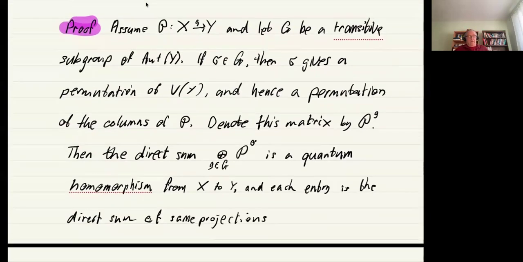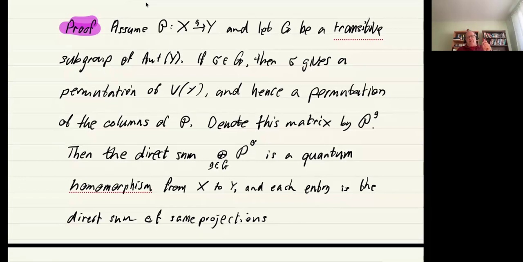So I'll outline the proof. The point is, if we have a quantum homomorphism from X to Y, we can compose that with an automorphism of Y. So I'm going to take a subgroup G, the automorphism group, and I've got some element sigma in G. Then my homomorphism is going to be, I apply the quantum homomorphism, and then compose that with the group automorphism. Now the result will be a quantum homomorphism from X to Y.